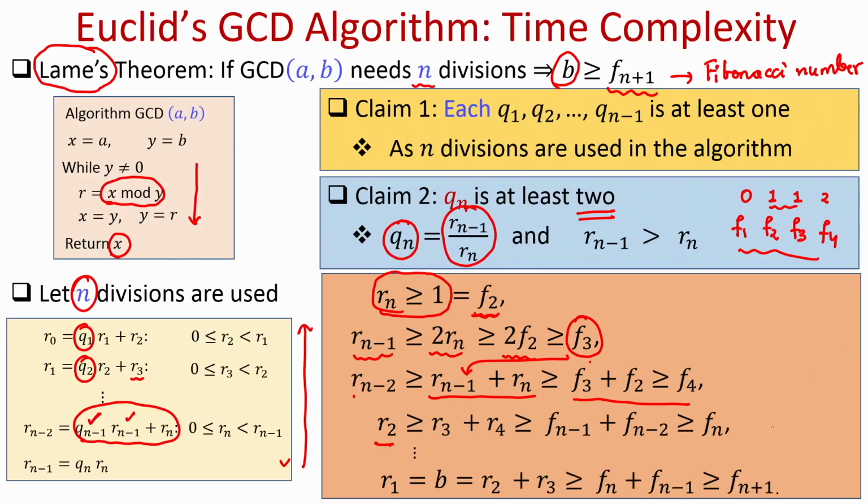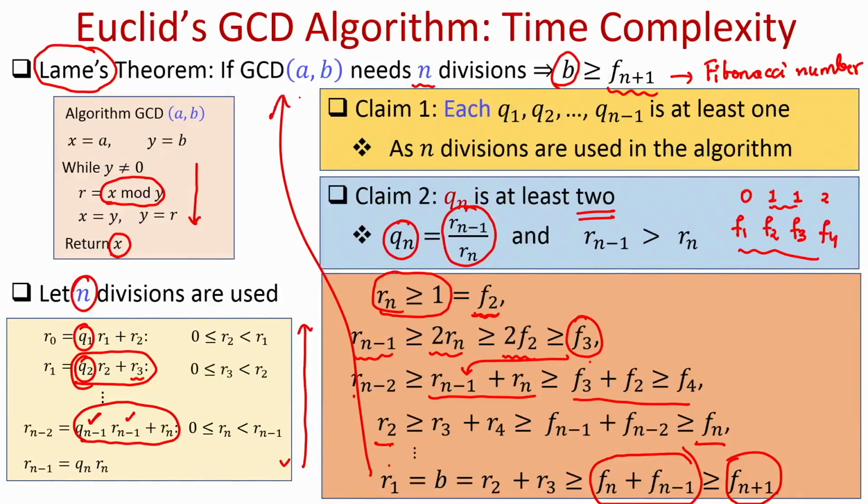And now, if I keep on doing this process, I can come to the conclusion that R2 is greater than or equal to f(n), and then finally, when I come to R1, which is the same as B, R1 is this value, q2 times R2 plus R3, where q2 is greater than or equal to 1. So, I can say B is greater than or equal to R2 plus R3, but R2 in the previous step I would have concluded is greater than or equal to f(n), and hence I can conclude that B is greater than or equal to f(n) plus f(n-1), which is the same as the next Fibonacci number, and that precisely is the claim.